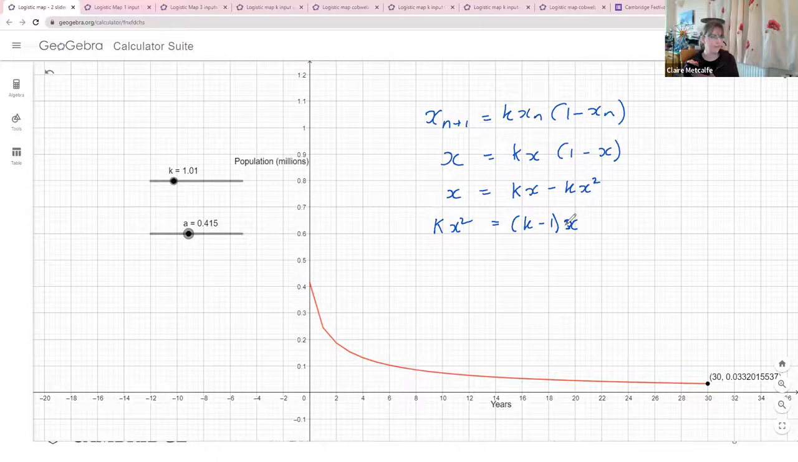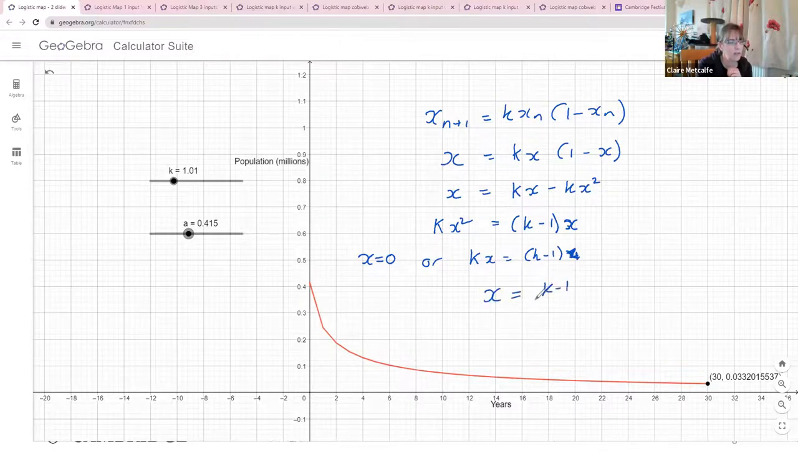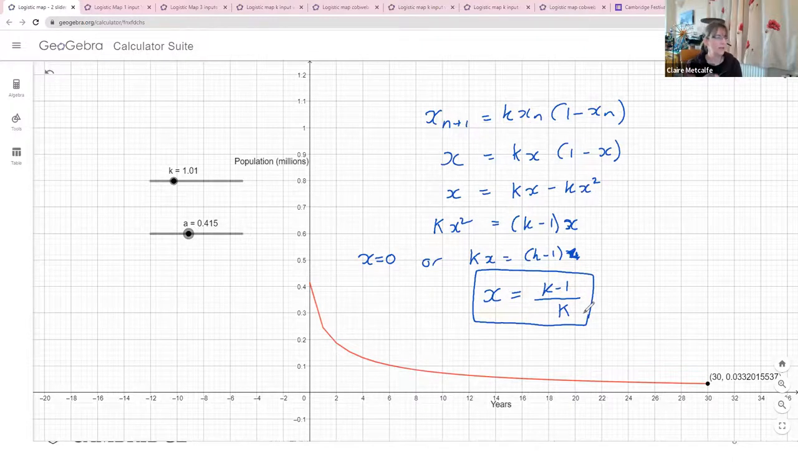Okay. Right, we're assuming that k is bigger than 1 at the moment, so this is going to be positive. We're going to get either x equals 0 or kx equals k minus 1, since I've divided by x. So it looks like my stable population is going to be this. Okay, so let's try it with this value of k. And k equals 1.01, we get k minus 1 over k is 0.01 over 1.01. So the population should eventually stabilize at about 0.01.